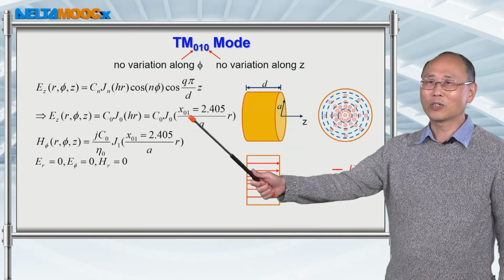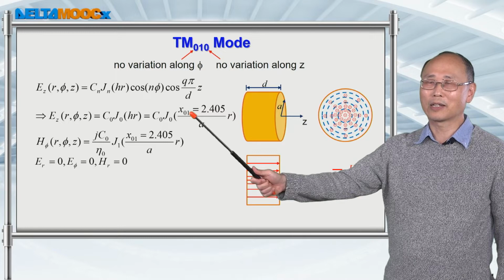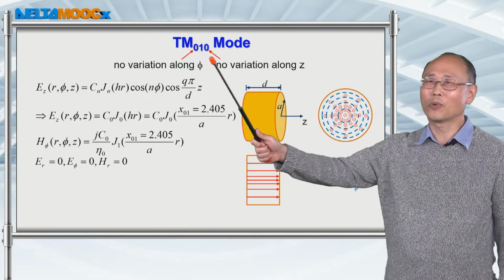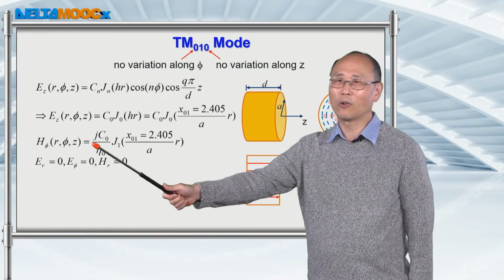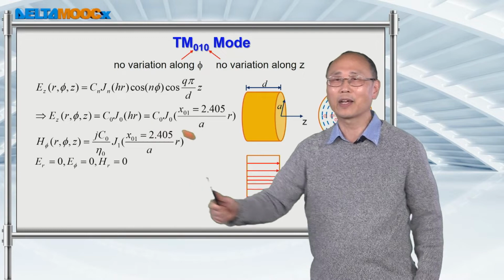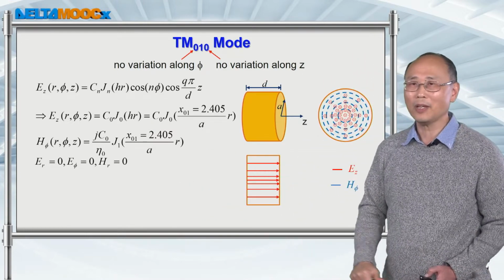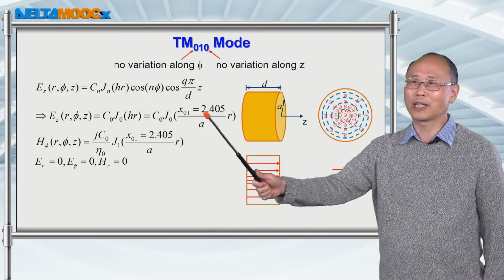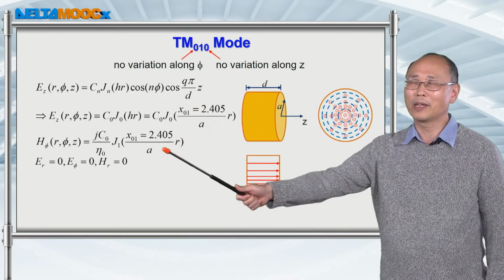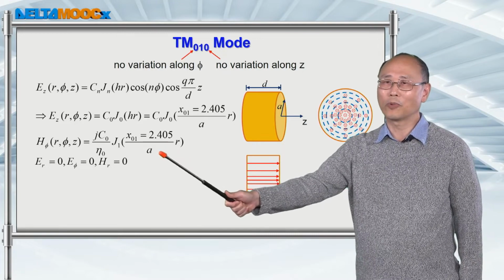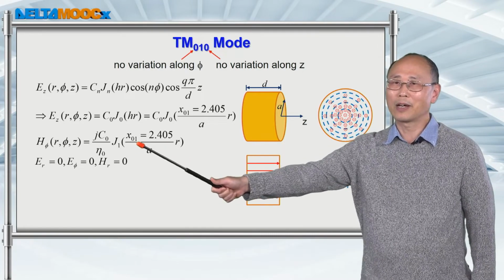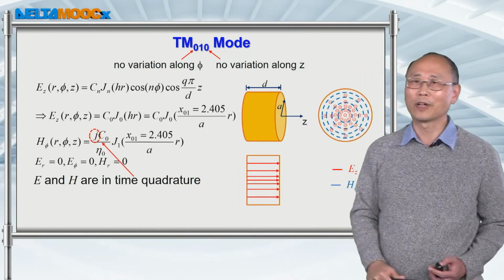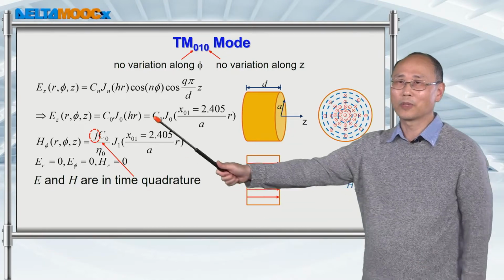Then once you have this expression, you can calculate all other field components. For example, for this TM010 mode, the only other field component is a phi component of the magnetic field, given by this expression. This H number is already decided by this X01 divided by A. So the H number inside this, the J1, remains the same.